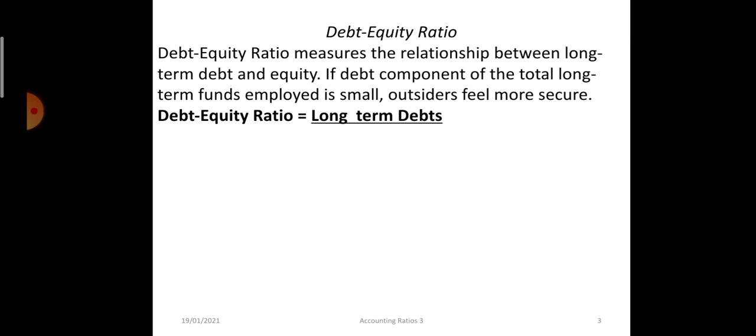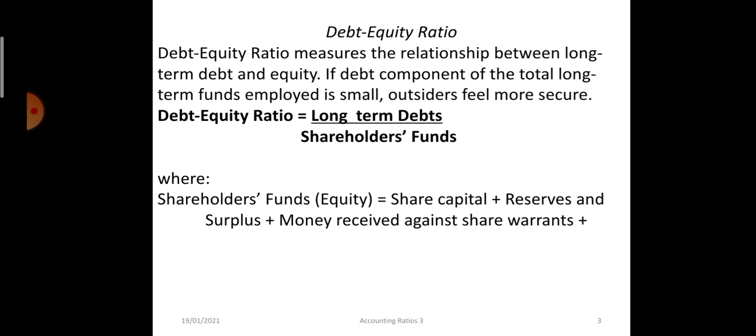So the formula for debt equity ratio is long term debts divided by shareholders fund. Shareholders fund includes both equity shares and preference shares plus reserves and money received against warrants plus application money pending allotment.